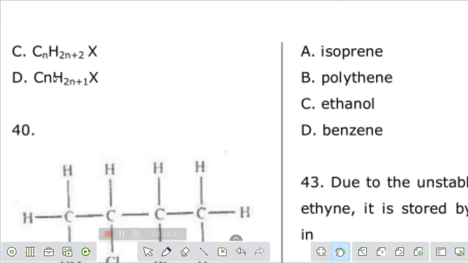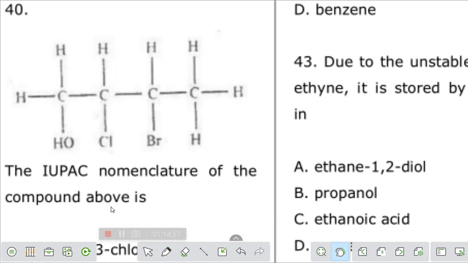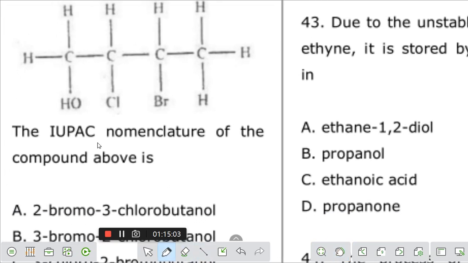So you can see it's already option C, so that's the answer. So number 39. So number 14 now, look at number 14. I told you how you approach nomenclature. So look at this. I told you you will start your naming from the functional group, where your carbon is near to the functional group. So you start from this first carbon.